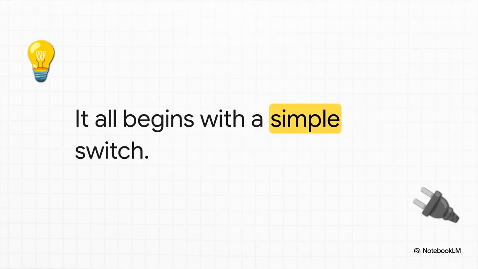Think about a light switch on your wall. It can be on or it can be off. There's no in between, right? No dimmer, no gray area. It's one or the other. This simple two-state idea is the absolute bedrock of everything a computer does.